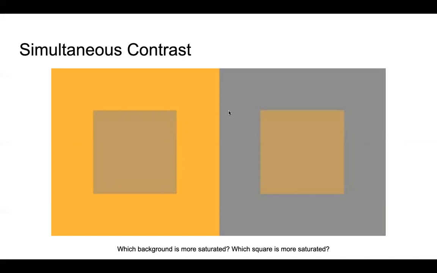So looking at these backgrounds, which one is more saturated than the next? That's a really easy question because this one has no saturation at all. It's gray. And this one is pretty saturated. It's like a mustard. So this square versus this square, same exact color, but which one is more saturated? It's going to be the one against the gray background. And this one's going to be less saturated.